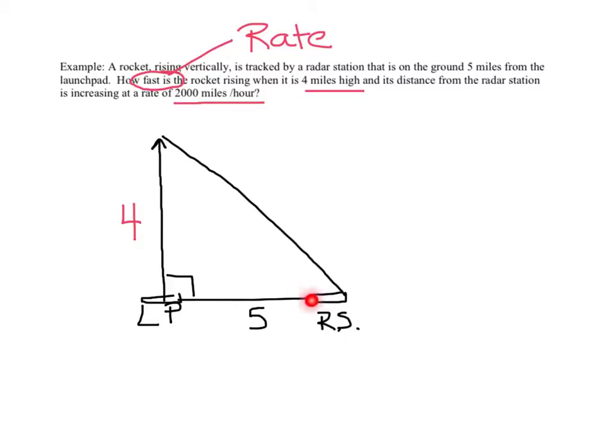So I've got 5 miles from the launch pad. I'm going to stick miles on the end here. I have 4 miles high. And I currently don't know how many miles this side is. Would you agree with that? So that's the first thing I'm going to go figure out. Watch my units. This is in miles, this is in miles. I need this side in miles.